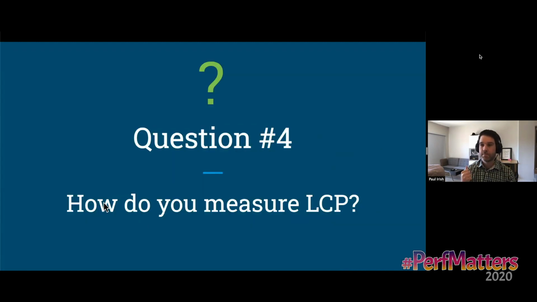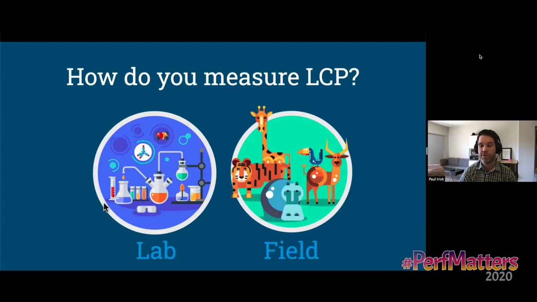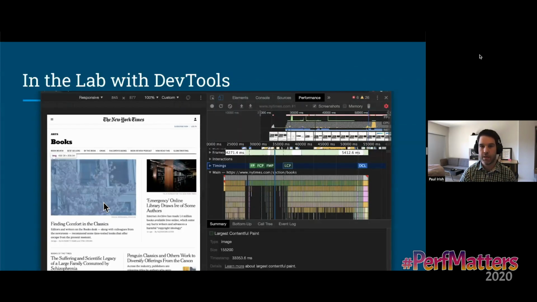All right, how do we measure this? Well, there's a few different options. We can measure it in the lab and in the field. We'll talk about the lab first. This is great. As of like 6 months ago, this has been around for a bit. You can open up a performance panel, get a trace, and in this timings row right here, you'll see first paint, first contentful, first meaningful, DOM content loaded way out here, and LCP.